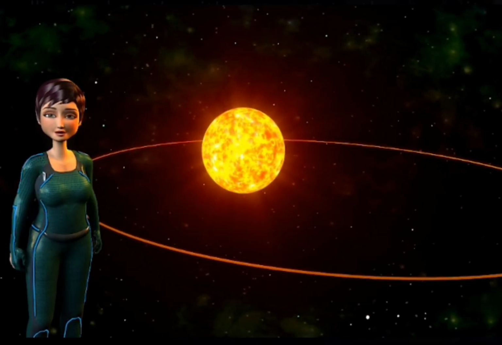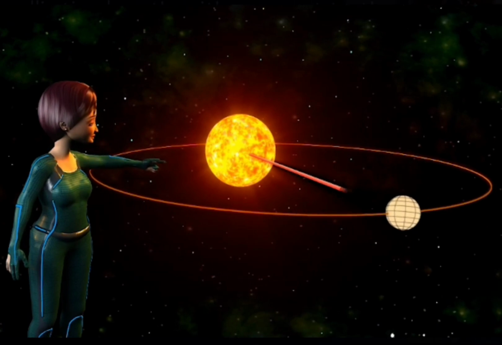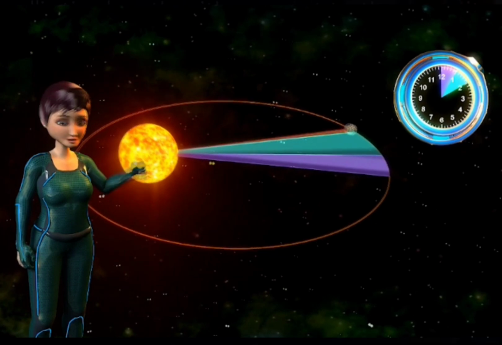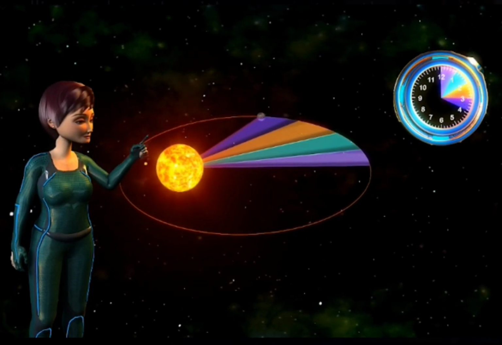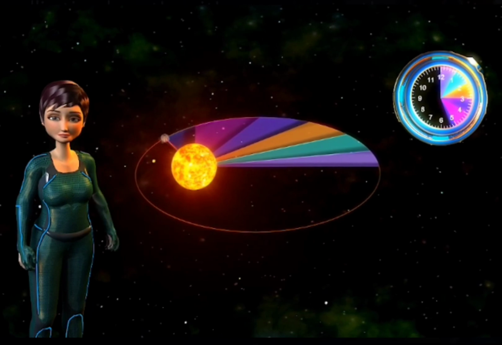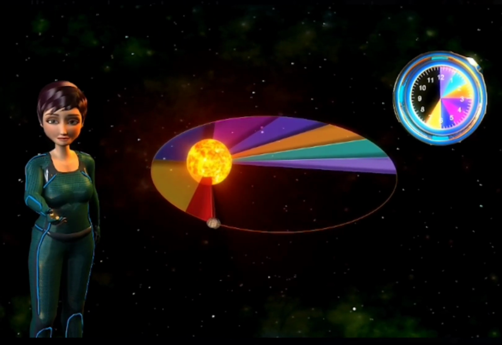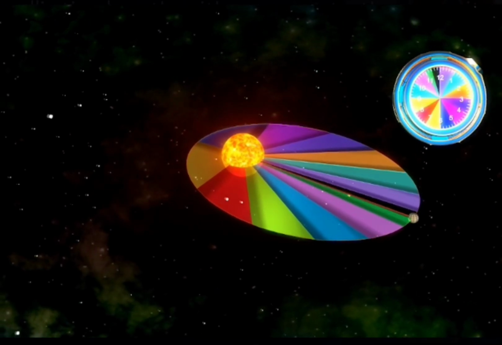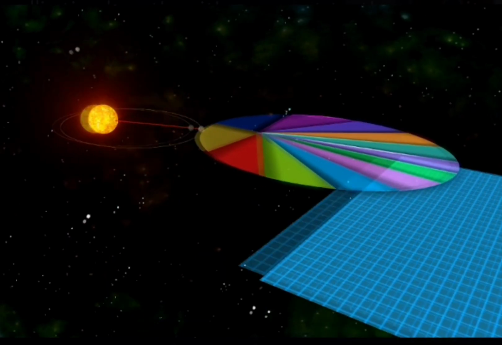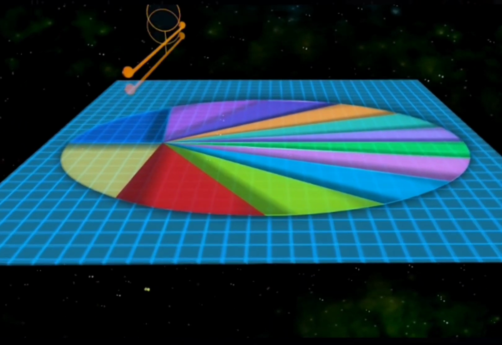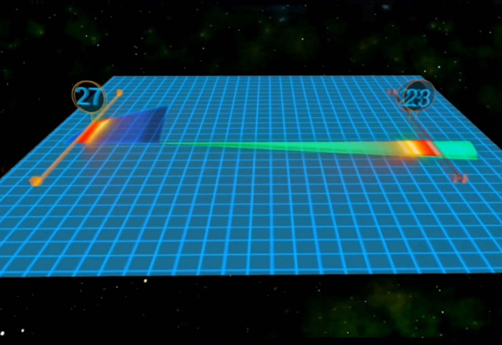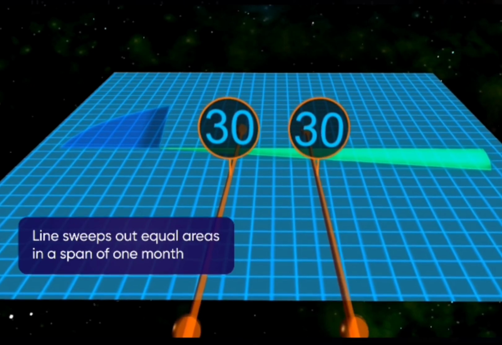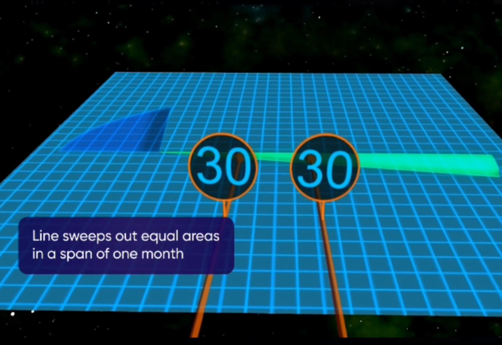In other words, if we draw an imaginary line from the center of the Sun to the center of the planet, then the line would sweep out equal areas in equal intervals of time. Let the time interval to cover each region be 1 month. On shifting the same image to a graph paper, we observe that the two regions, blue and green, cover an area of about 30 squares. Hence, this line sweeps out equal areas in a span of 1 month.